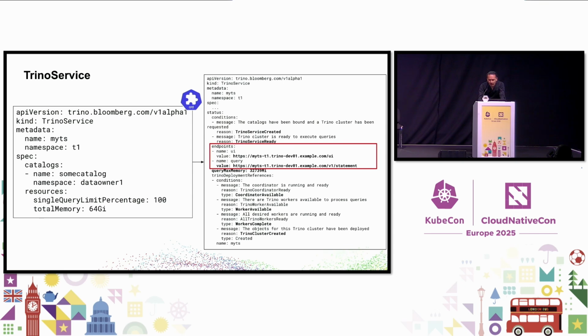When the service is ready, endpoint URLs of a query and the Trino UI will be available in the status field as well. Users can use these URLs for running Trino queries over the mounted catalogs and look up information about their queries in the Trino UI.